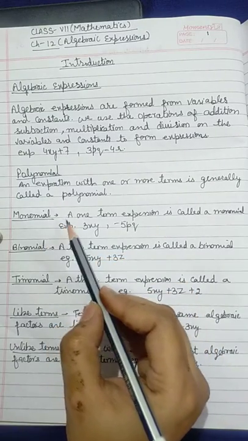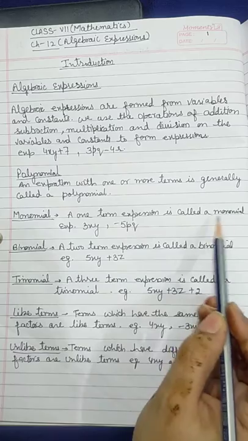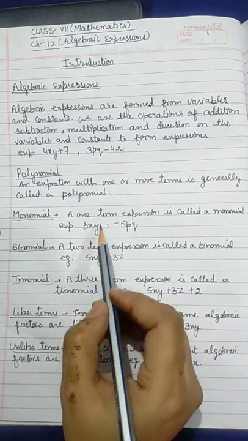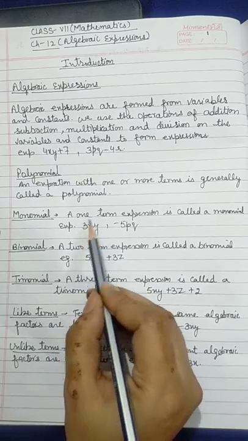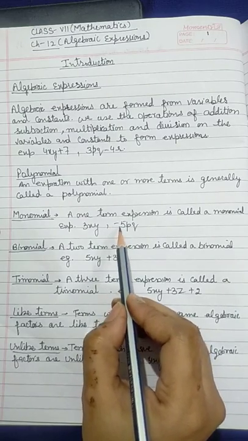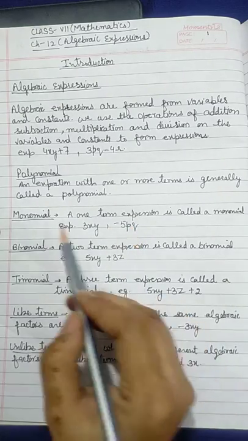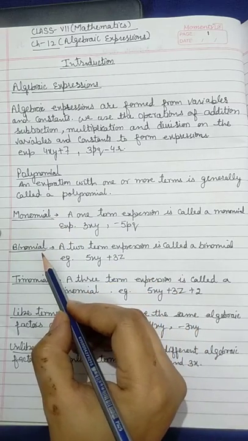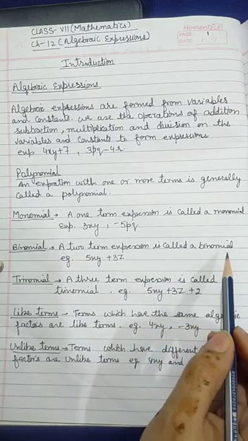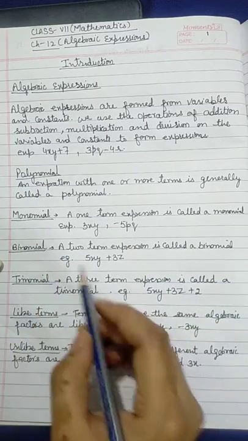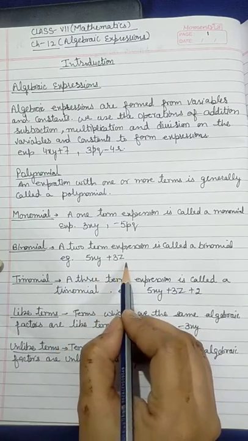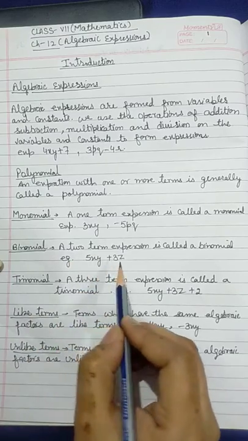First of all, monomial. A one term expression is called a monomial. Monomial means single term. See one example, I have taken 3xy. This single term is known as a monomial, and it can be negative also. See, minus 5pq, it is a single term monomial. Then we'll move to the binomial. A two term expression is called a binomial. Means in a binomial there are two terms together. See, 5xy plus 3z represents a binomial, because in a binomial we have two terms.